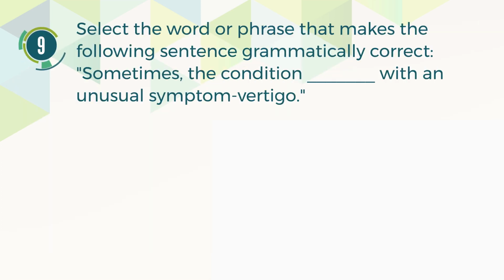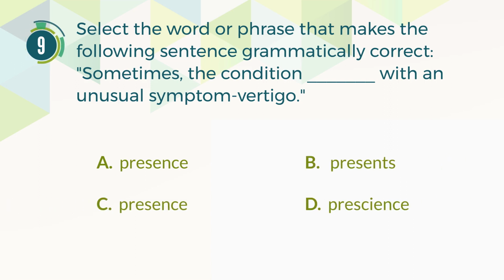Number 9. Select a word or phrase that makes the following sentence grammatically correct. Sometimes, the condition ... with an unusual symptom vertigo. A. Presence. B. Presents. C. Present. D. Prescience. The answer is B. Presents.